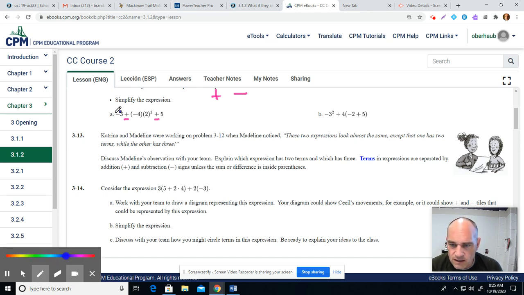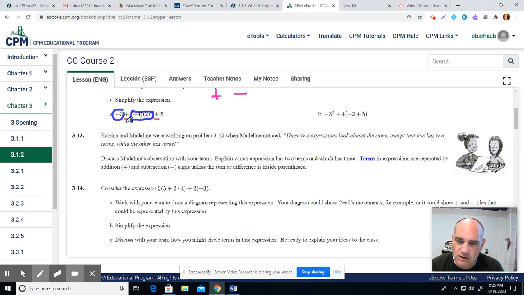So when I look at this, I know that this is one of the terms and this is the other term. And the reason I know that is because there's that plus sign. Plus, there's another plus sign. So here is my third term. So notice how this plus sign breaks us up into three different pieces, or in math we call them terms.